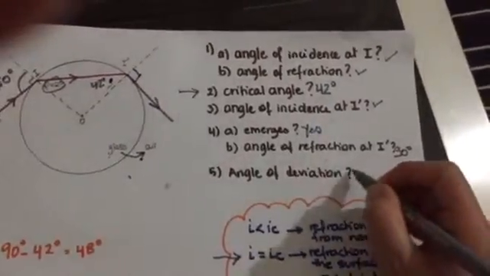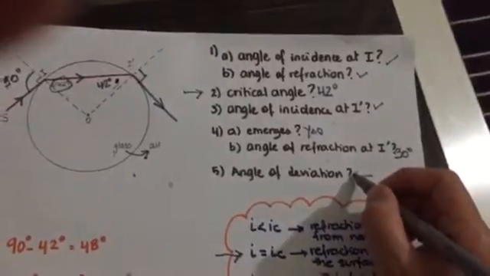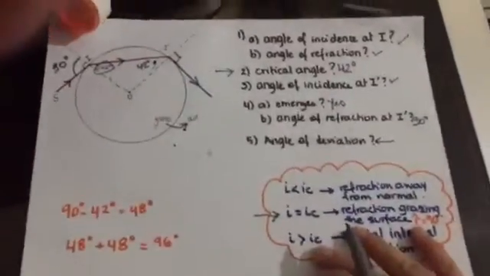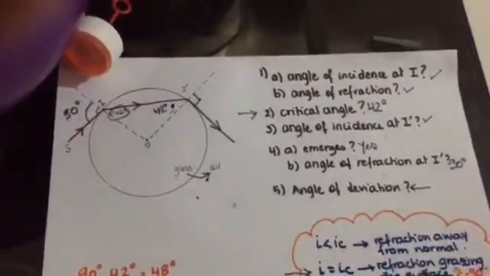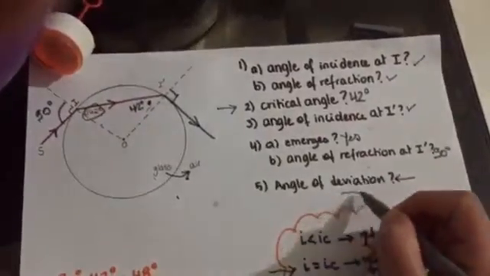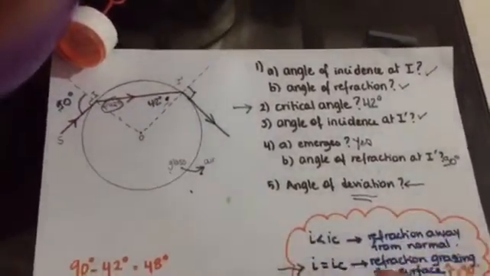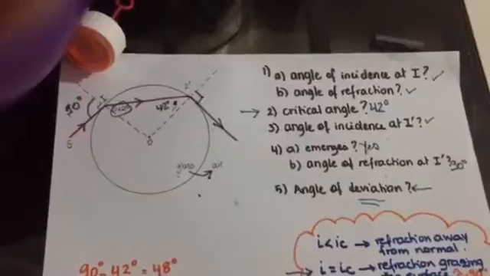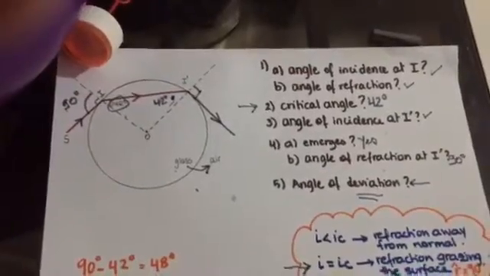Now, angle of deviation. This is a question that some students don't know how to answer because they don't know what angle of deviation is. It's a very simple idea. Just discuss deviation, or how many degrees the light ray deviated.